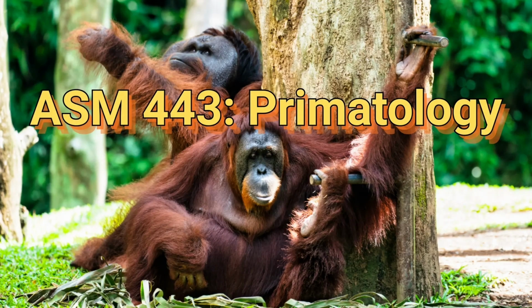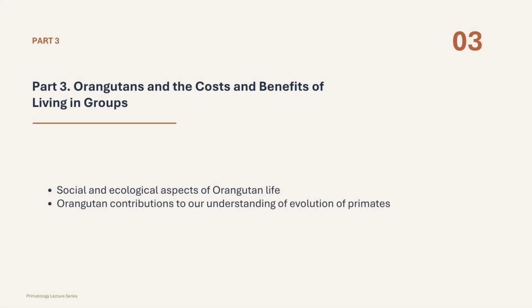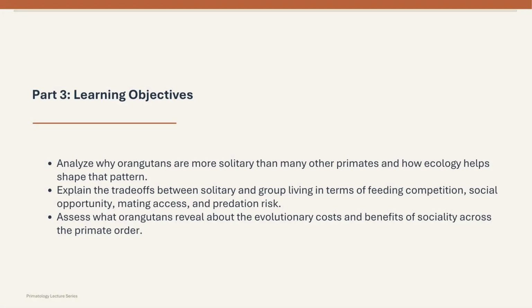Intro to Primatology Lecture Series. Part 3. Orangutans and the Costs and Benefits of Living in Groups. Orangutans illuminate the selective logic of sociality and reveal how exquisitely adapted organisms can still be perilously mismatched to the modern world. Most anthropoid primates live in stable social groups, so orangutans pose an immediate evolutionary puzzle. They are great apes, close relatives of chimpanzees, gorillas, bonobos, and humans, yet adult orangutans spend most of their lives in dispersed, semi-solitary arrangements.